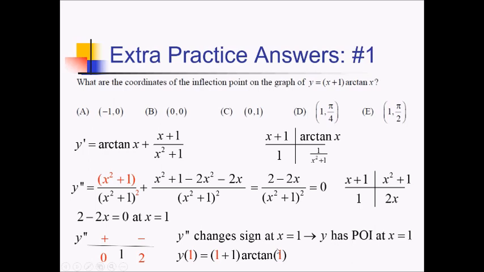Arctan of 1, that's going to be pi over 4. So this is really 2 times pi over 4, which comes out to pi over 2. So we have 1 comma pi over 2, which is going to give us choice E.